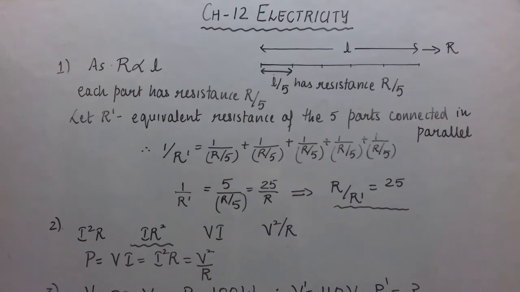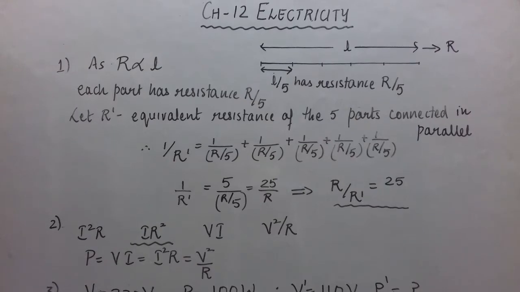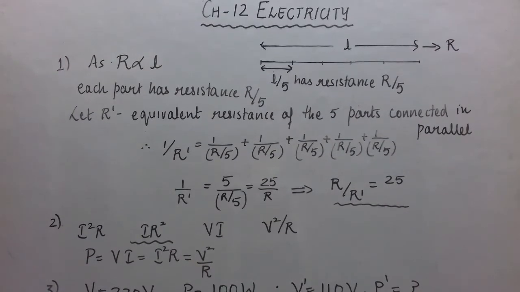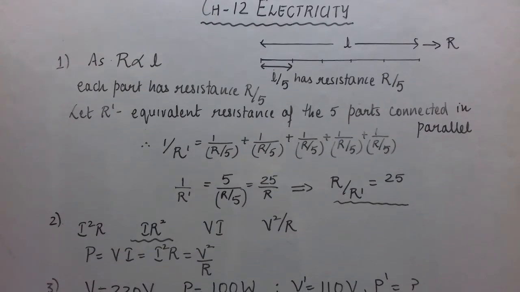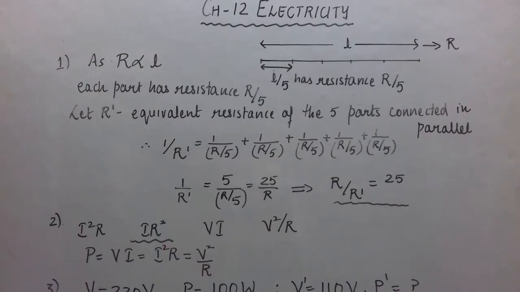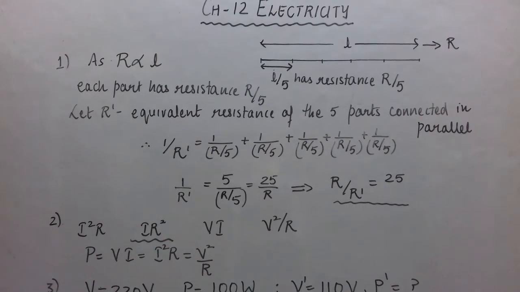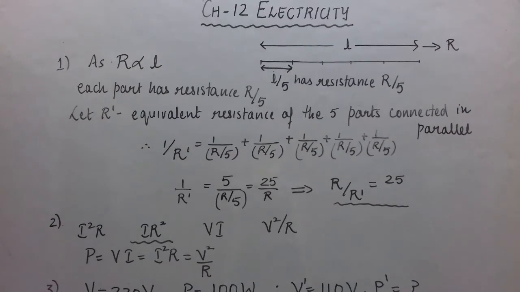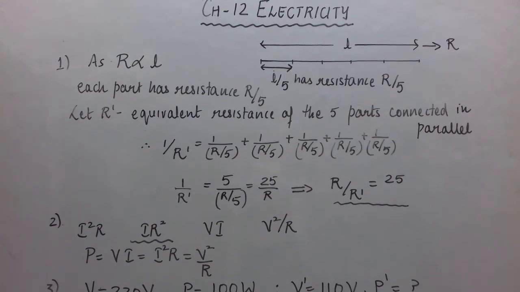A piece of wire of resistance R is cut into 5 equal parts. These parts are then connected in parallel. If the equivalent resistance of this combination is R dash, then the ratio R by R dash is, there are 4 options given. I'll read the question again and then I'll read the options.